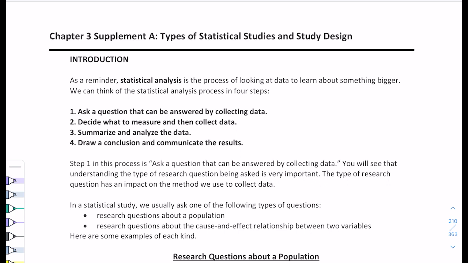There are 4 steps to statistical analysis. The first is that you should ask a question that can be answered by collecting data. Questions are great, but if you don't have the data to analyze, you're not going to find out information about that. You want to next decide what to measure and then collect it. And as you're reading through these, you should be thinking of your term project.